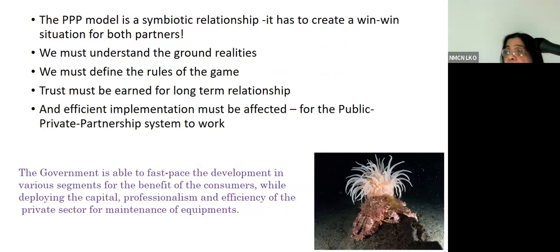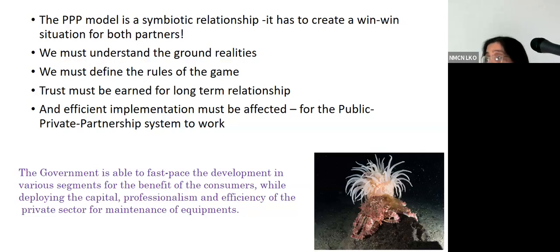Okay, so the PPP model is a symbiotic relationship, and it has to create a win-win situation for both the partners. Before making PPP documents, we must understand the ground realities behind the PPP model, and we must define the rules of the game. So we are the user here, so we have to put the rules as per what suits us. The trust must be earned for a long-term relationship. That is the key point for a successful PPP model. And efficient implementation must be effective.